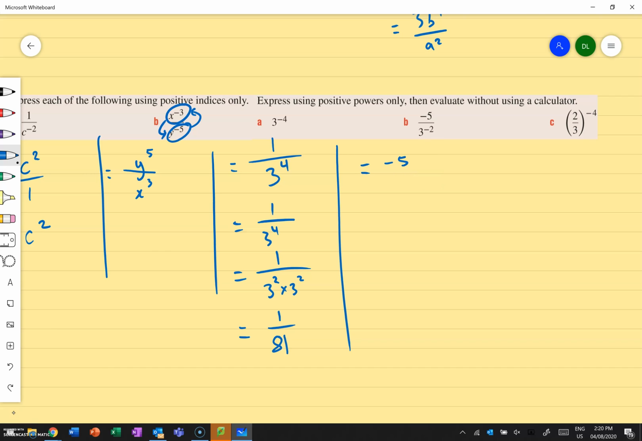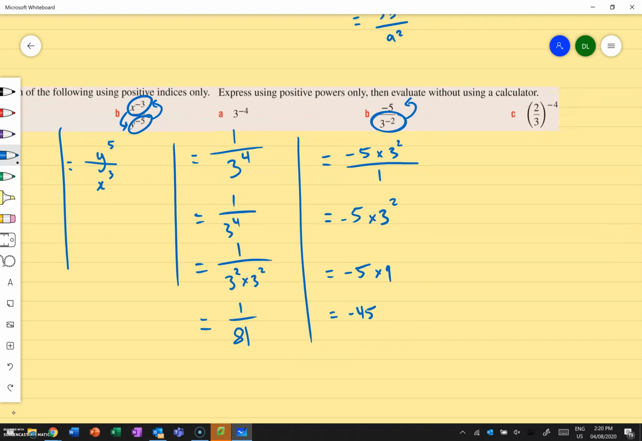So I've got negative 5 on top, multiplied by 3 to the power of 2 over 1. So I've moved this one on the bottom to the top, and I've just left the one on the bottom. Once again, I don't need that divided by 1 at the bottom because it's just the same number on top. From there, I know that 3 squared is 9, so negative 5 times 9 gives me negative 45.